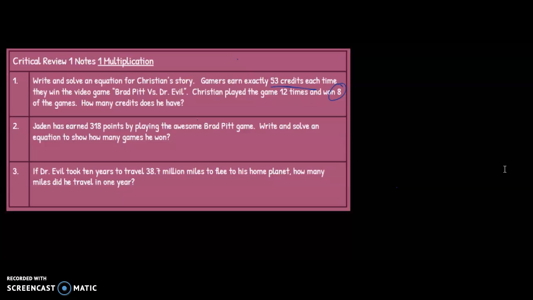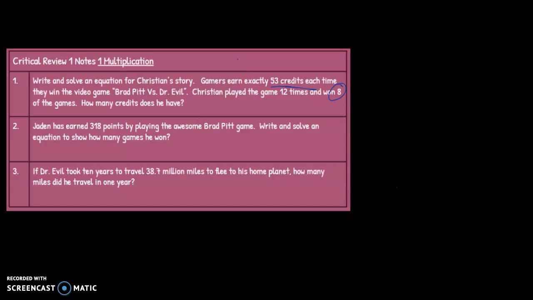So when you look at the problem, you can see that you earn 53 credits each time you win the game. It's a flat amount that you win. And it says that he played 12 times, but he only won 8 times. So we can dismiss that he played 12 times. That's extra information in the story. We don't need it to solve the problem. We just need to know how many times he won. So it's a pretty basic problem, but we're asked to write an equation.